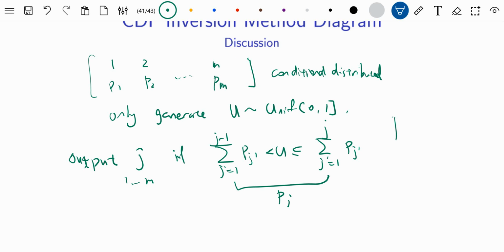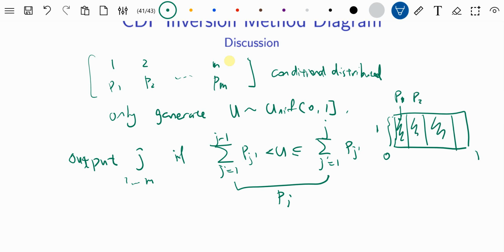It can be shown diagrammatically like this. Suppose we have a block between 0 and 1, so say the height is 1, and this region is a proportion P1 of the whole thing. And this one is P2, this is P3, and this is P4. Suppose we generate a random uniform variable and say it lands here, we want to output 2. If it lands here, we want to output 3, and so on.